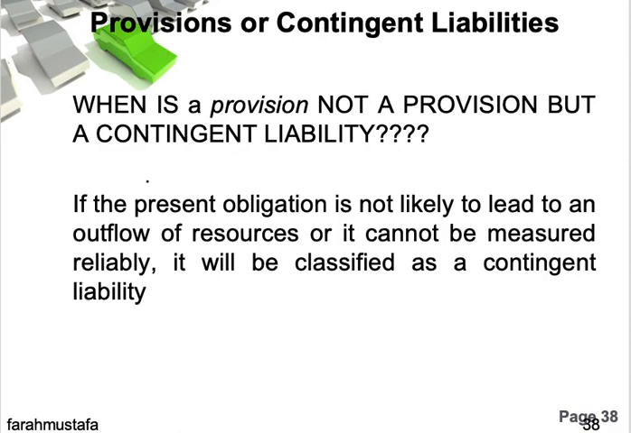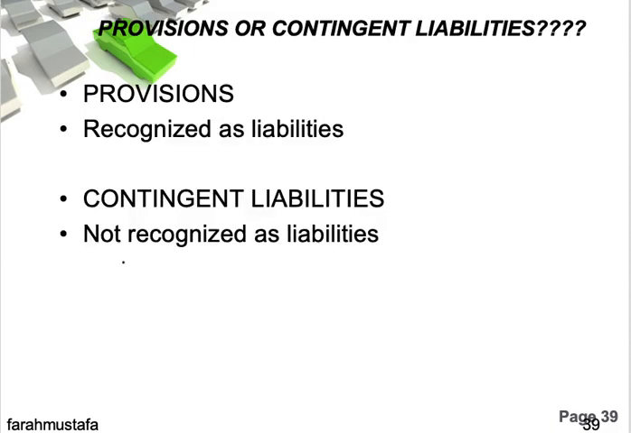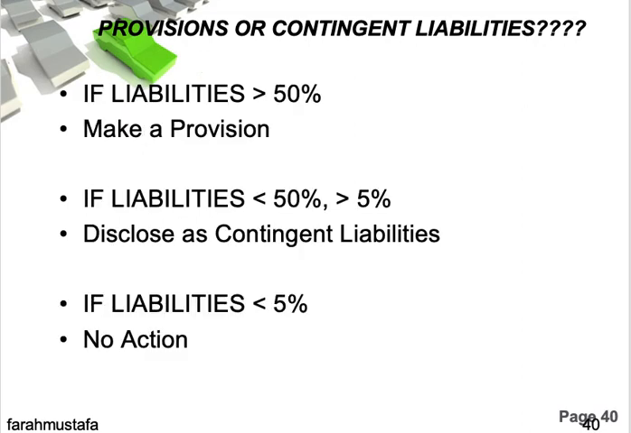So when is a provision not a provision but a contingent liability? If the present obligation is not likely to lead to an outflow. If there is a present obligation but it does not lead to a probable outflow of resources, or the amount cannot be measured reliably. So these are the three criteria that I mentioned just now. Provision, of course, is recognized as a liability, and a contingent liability is not recognized as a liability but will be shown in the notes to the accounts. So this is just a recap.